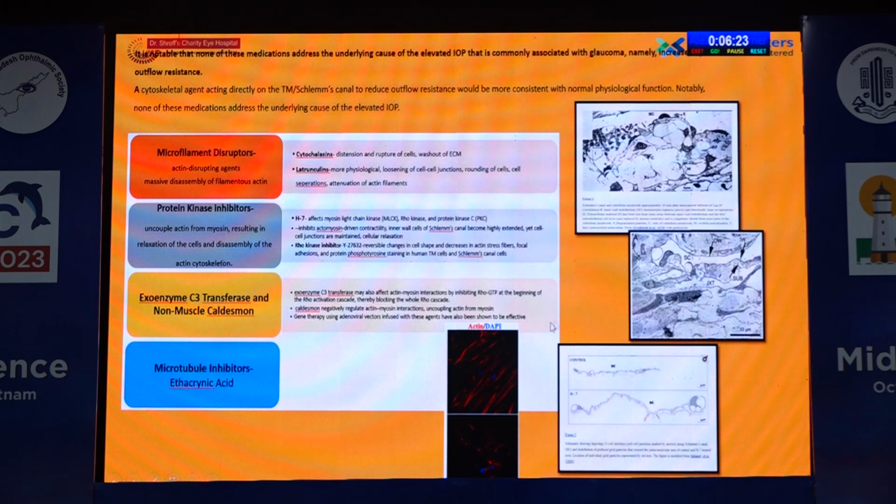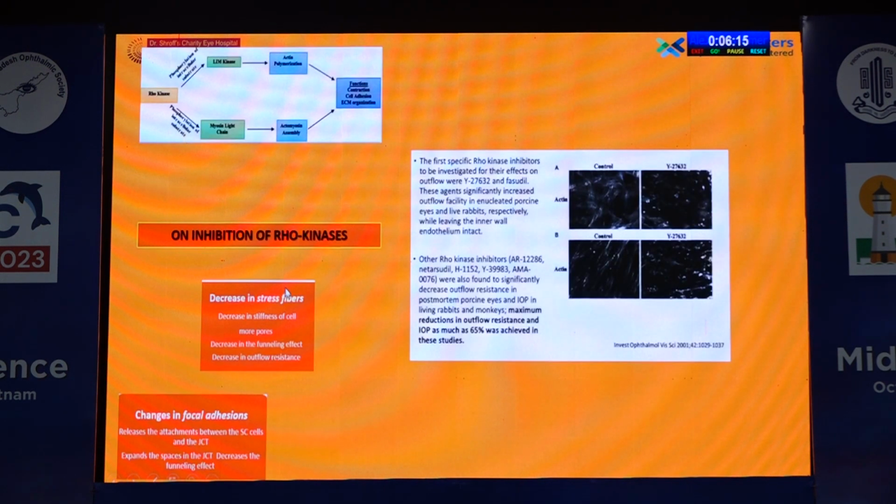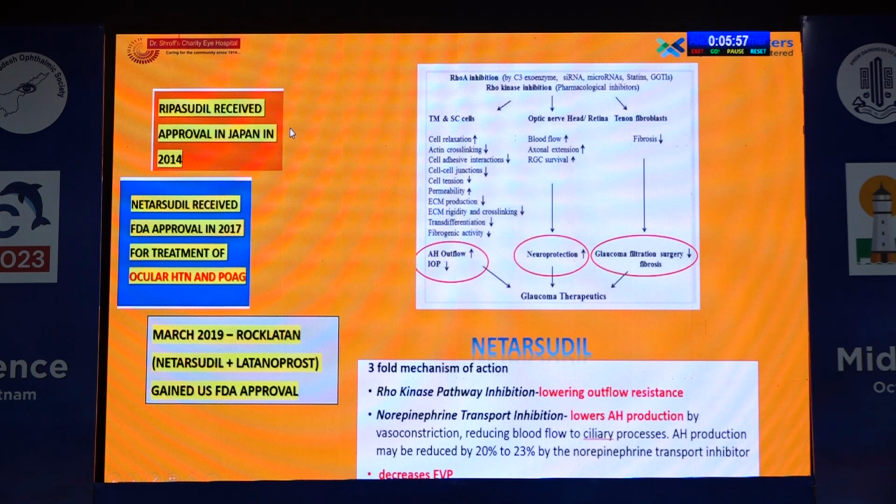So then the Rho kinase inhibitor, the first agent to be discovered, was Y27632, which was found to have reversible changes in the cell shape, and it primarily acted on two parts of the actin-myosin fibers, the stress fibers and the focal adhesions, and both of these acted to increase the intertrabecular spaces. And it was found that the outflow resistance decreased by as much as 65% in the studies. Ripasudil first received its approval in Japan in 2014, and Netarsudil received approval in 2017. Both these agents received approval for ocular hypertension and POAG. And Rocklatan, which is a combination of Netarsudil and Latanoprost, gained US FDA approval in 2019.